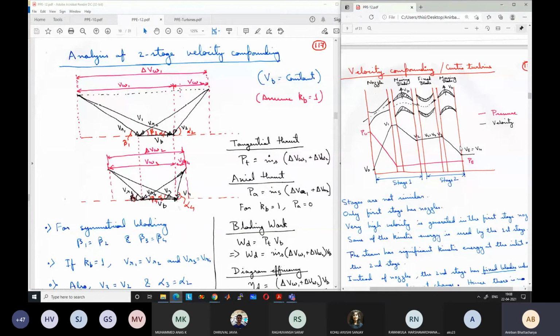Velocity diagram will look exactly similar to what we have drawn previously. And we will ignore the friction factor. We will assume that there is no friction, to simplify things. So inlet velocity is V1 at an angle alpha 1, and inlet relative velocity is Vr1 at an angle beta 1 and blade velocity is Vb.